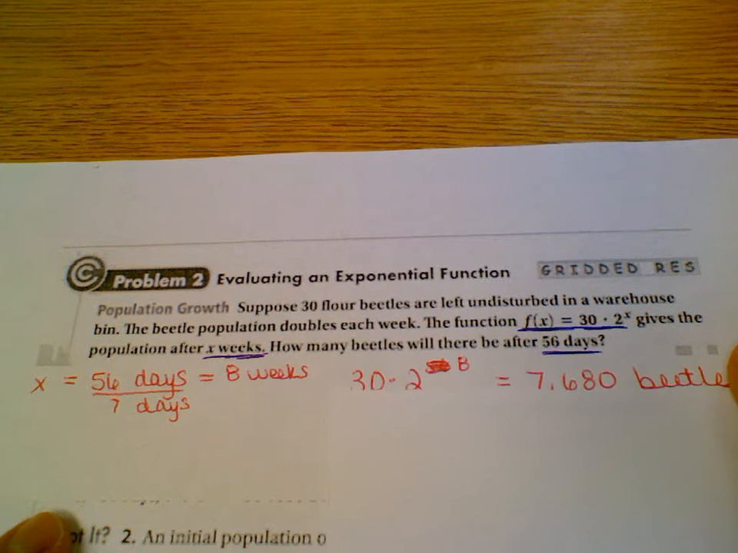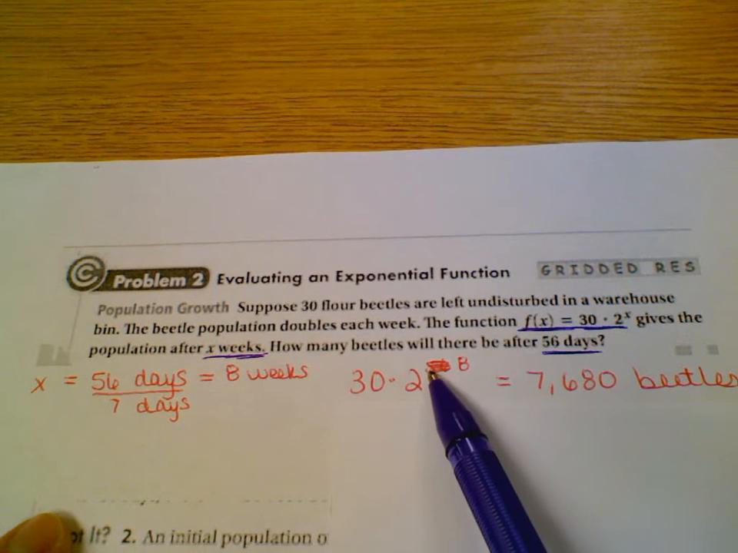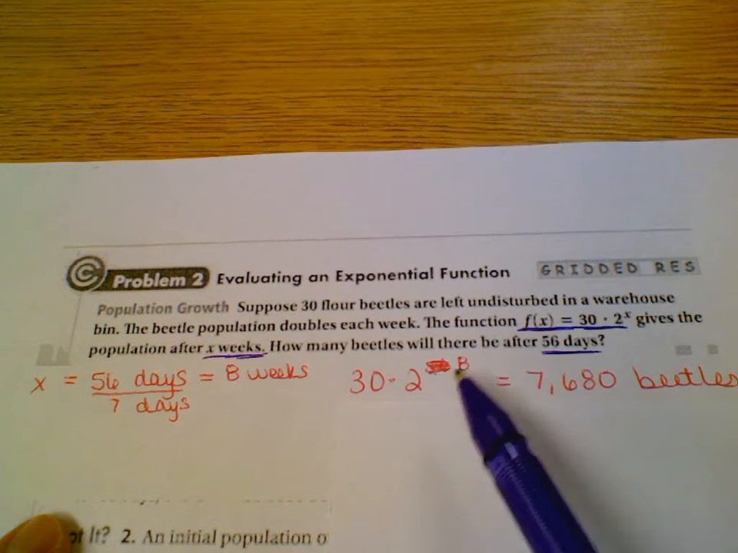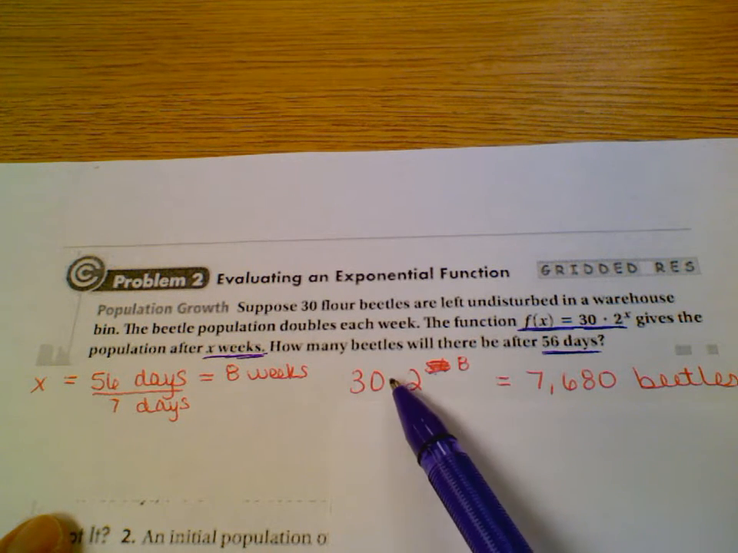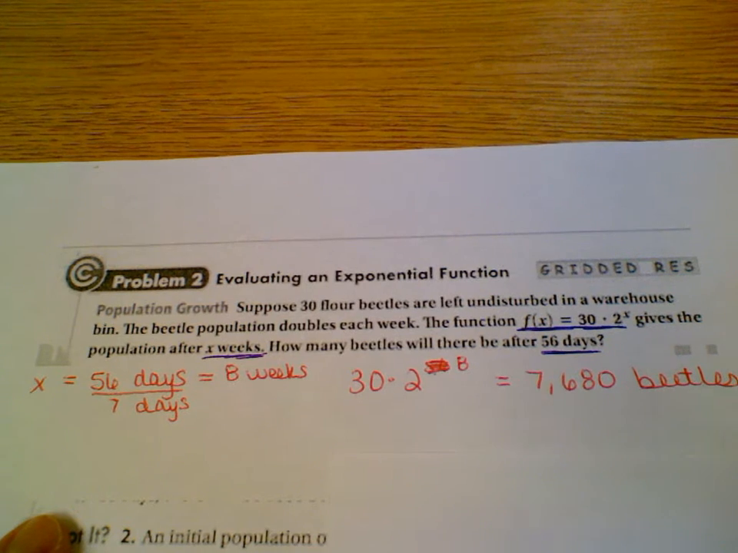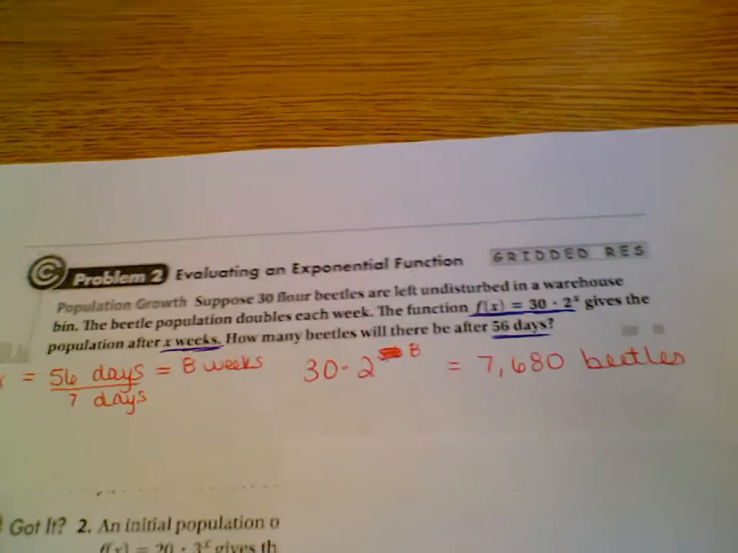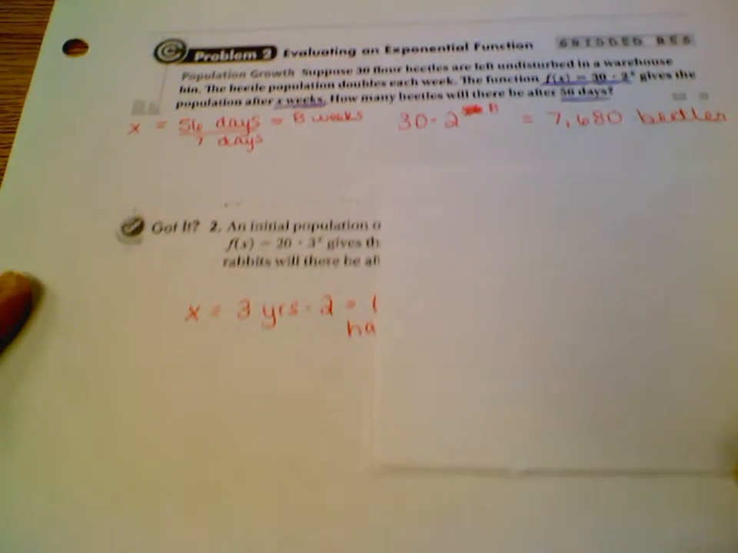So I would write out my equation, and in place of x, I would put 8. Then I would do order of operations. So 2 to the 8th times 30, and I would get 7,680 beetles. Make sure you have a label since now we're talking about word problems. All right, pause the video and try the got it question.